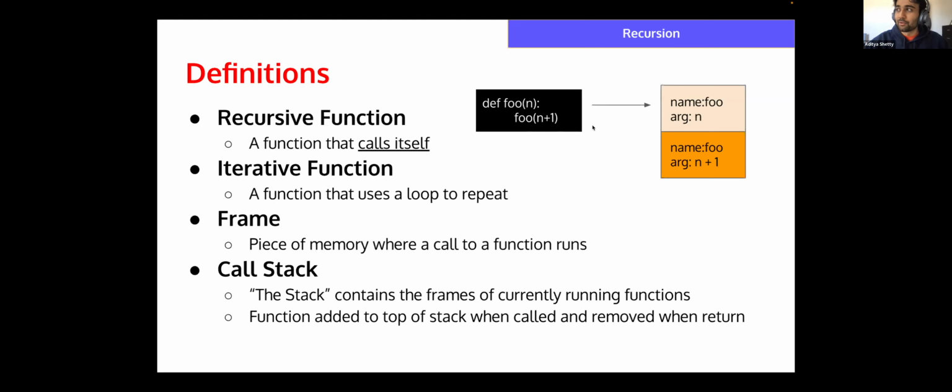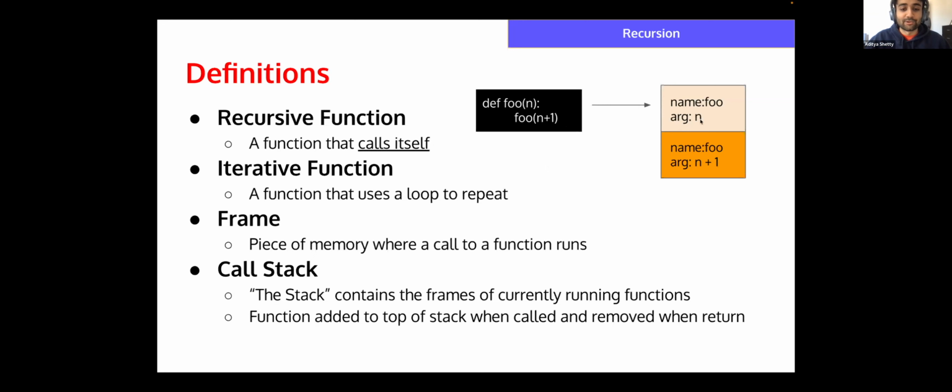Now, why does recursion work? So we're going to go very, very briefly into computer memory and talk about frames. A frame is the piece of memory where a call to a function runs on your operating system. So when you call a function as part of a program, there will exist a frame that will contain the pieces of information that are needed to run that function, somewhere within your computer memory.